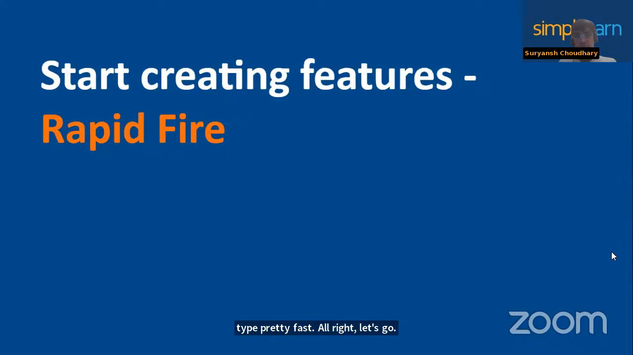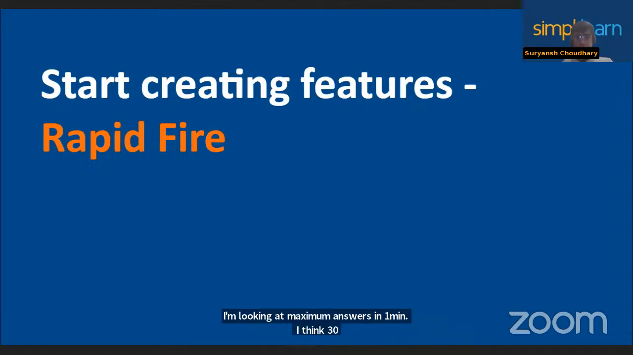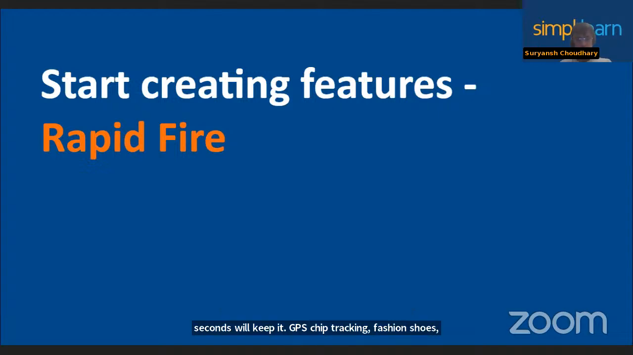Learners, start creating features rapid fire. This means whatever features of this smart shoe come to your mind, start typing now without thinking. Immediate features without thinking, learners. For example, flashy color, GPS, good, chip, good. Keep typing, learners. I'm looking at maximum answers in 1 minute. I think 30 seconds we'll keep it. GPS, chip tracking, fashion shoes, great. Aesthetic look, can modify spike, okay. Track of steps, measuring vitals, tracking, compatibility, camera, multi devices, chips, biometrics, design, track, durable, great.